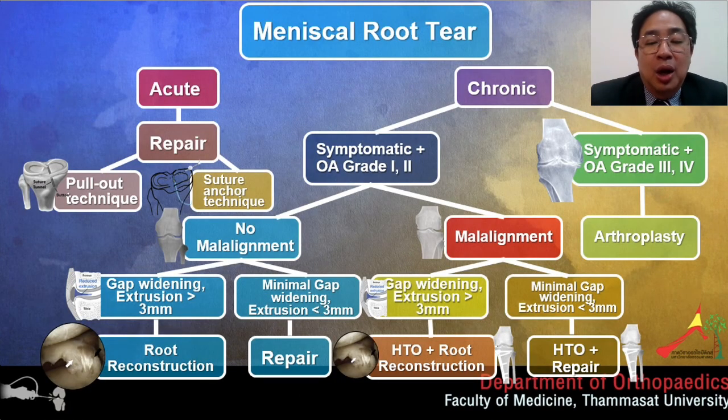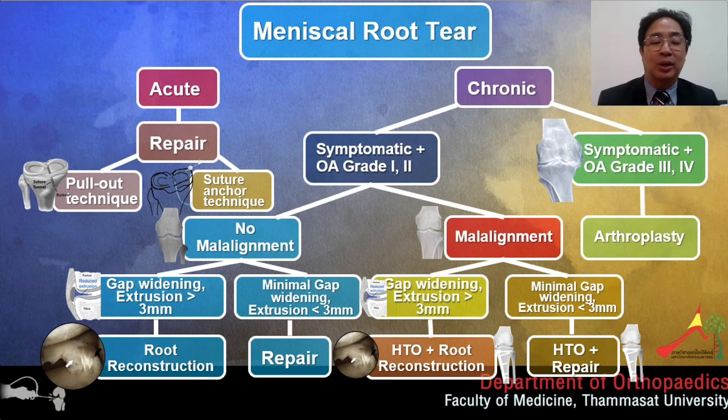Take-home message. Root repair is indicated in all acute tears. In chronic tears, we assess the severity of arthritic change. In mild and moderate arthritis, we do repair or recon depending on the extent of extrusion and gap, with or without HTO. In severe arthritis, we recommend HTO or joint replacement.